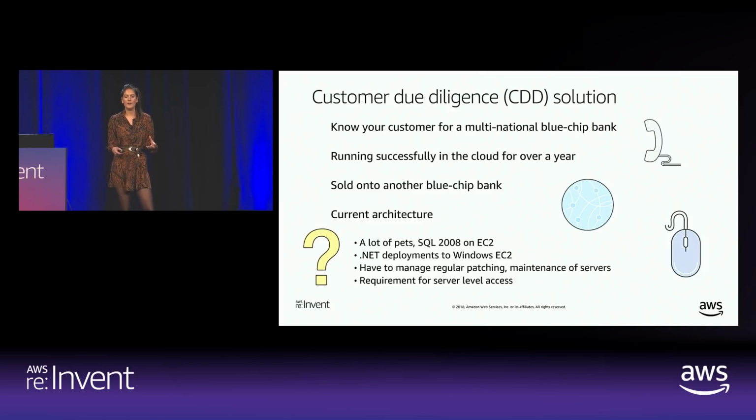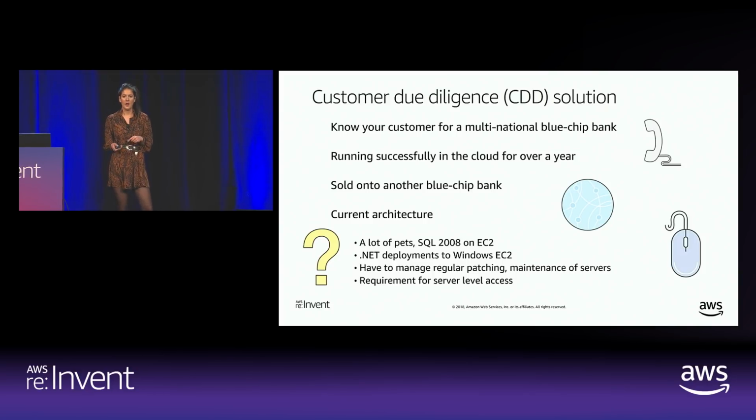But we thought, how can we look at re-architecting this solution and redesign it to optimize it for being in the cloud? The initial solution, whilst it's been running successfully, had a lot of pets. So we were having SQL Server 2008 running on EC2, which meant the need for database administrators, privileged access management to those servers, regular patching. So we wanted to look at how we could re-architect that so it would be immutable, scalable, highly available for the new project.